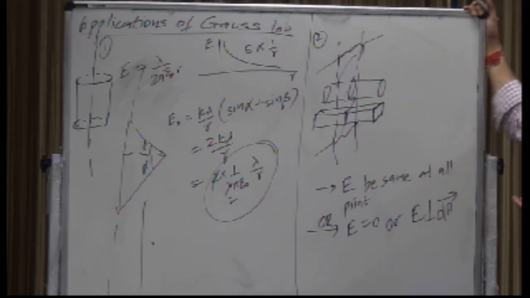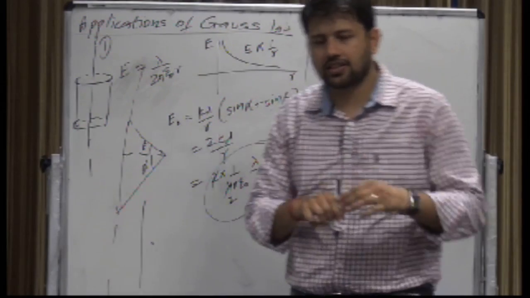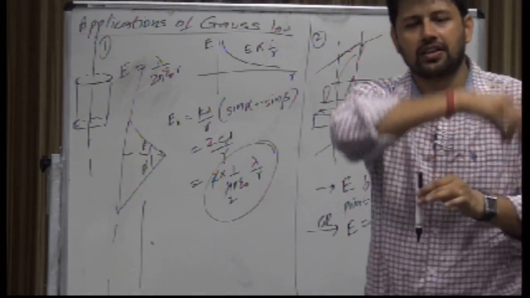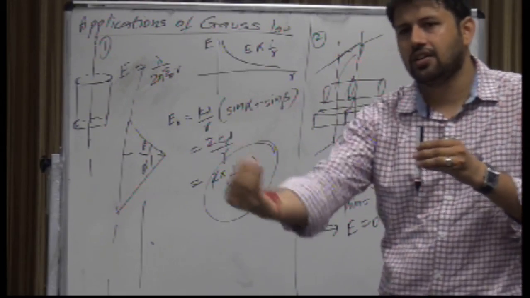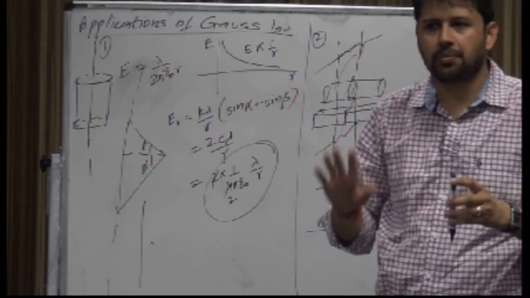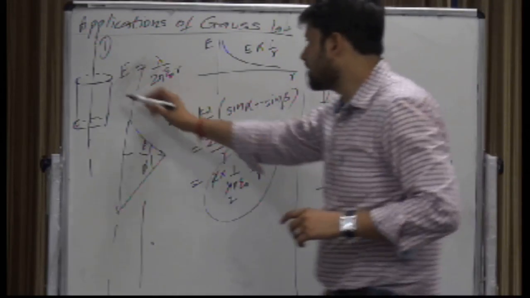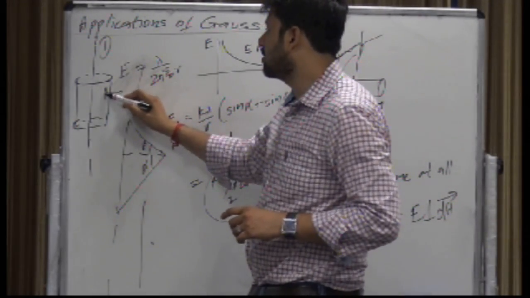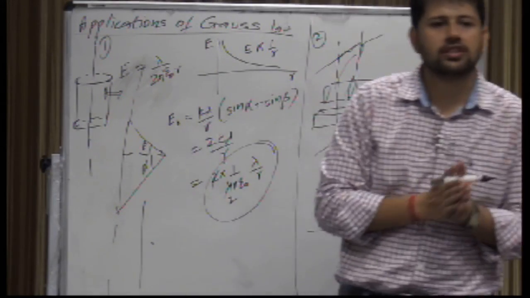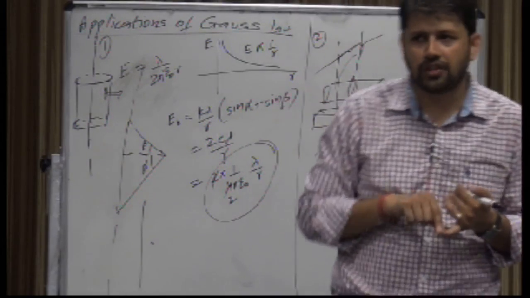Is it okay? Why did we choose a cylinder? Because the line is at the axis, through the middle of the cylinder. So at every point on the cylinder the electric field would be of the same magnitude. I'm not talking about direction. And what about the direction? The direction would be along the area vector. So we choose surfaces where E is perpendicular to dA for some portions.